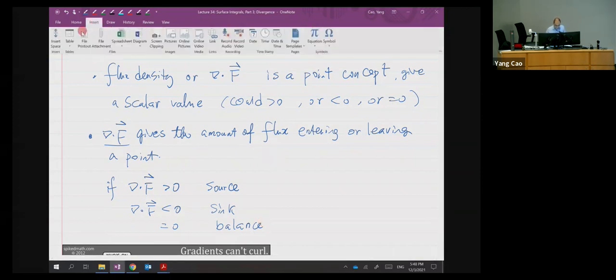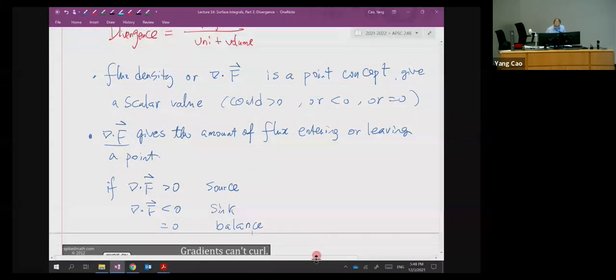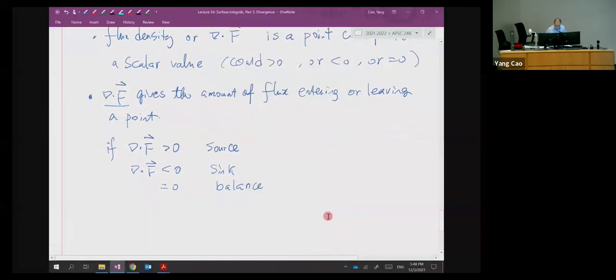So going back to the three things: gradient, curl, divergence. They give you three very distinct physical interpretations within an actual vector field, or within the actual 3D space. There's a diagram I can show you here.